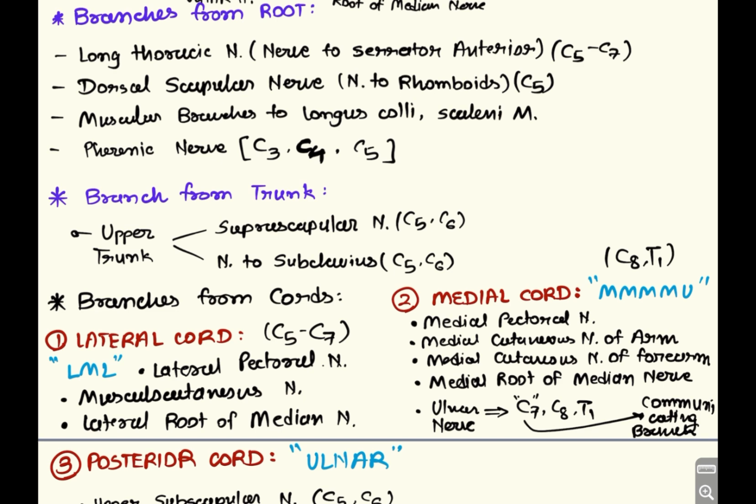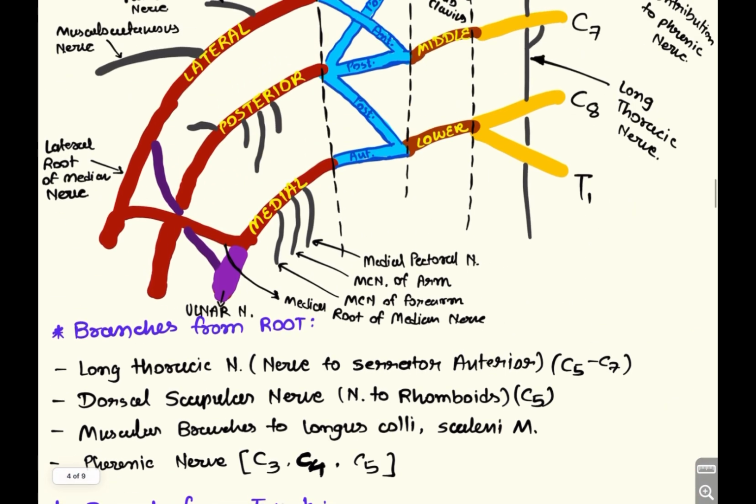Now one thing to notice, that all the branches, the 4M's, have root value of C8 and T1, but ulnar nerve has root value of C7, C8 and T1. The C7 root is actually coming from the communicating branch, right? So this is the ulnar nerve, a communicating branch from the lateral root of median nerve is coming to join with the ulnar nerve. So that's why ulnar nerve has root value of C7, C8 and T1.